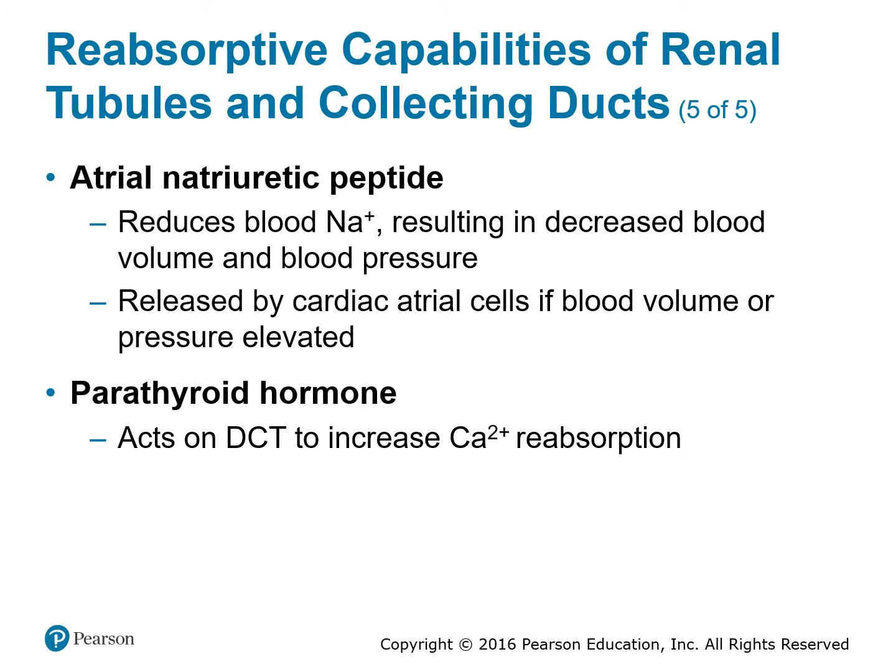ANP, or atrial natriuretic peptide, reduces blood sodium, resulting in decreased blood volume and blood pressure. It is released by cardiac atrial cells, atria. Remember our atria and our ventricles? The top two are the atria, right and left atria. So atrial cells release it if blood volume or pressure is elevated. Parathyroid hormone comes from usually about four very, very small glandular tissue areas around the thyroid. Parathyroid hormone acts on the DCT to increase calcium absorption. So parathyroid hormone helps regulate calcium, remember.